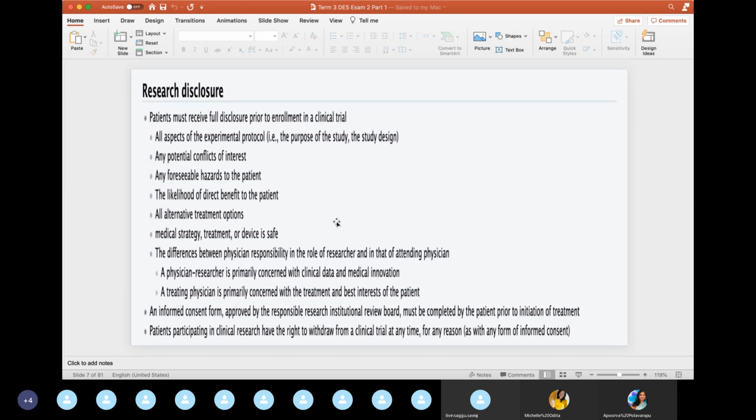High yield, you need an informed consent form that is approved by the IRB, Institutional Review Board, okay, before initiation of treatment. And another high yield point, the patient has the right to withdraw from a clinical trial anytime for any reason, okay?